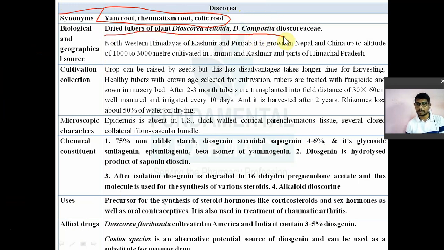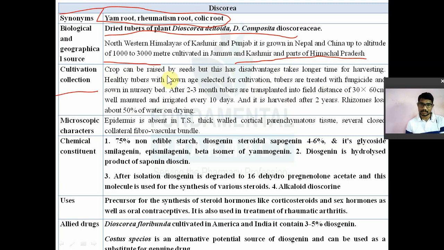It is nothing but the tubers of Dioscorea deltoidea and Dioscorea composita, family Dioscoreaceae. This plant is found in the northwestern Himalayas of Kashmir and Punjab. It is grown in Nepal and China at an altitude of 1000 to 3000. A high altitude plant, also cultivated in Jammu and Kashmir. Collection is not important. It can be raised by seeds, which takes a longer time for harvesting.